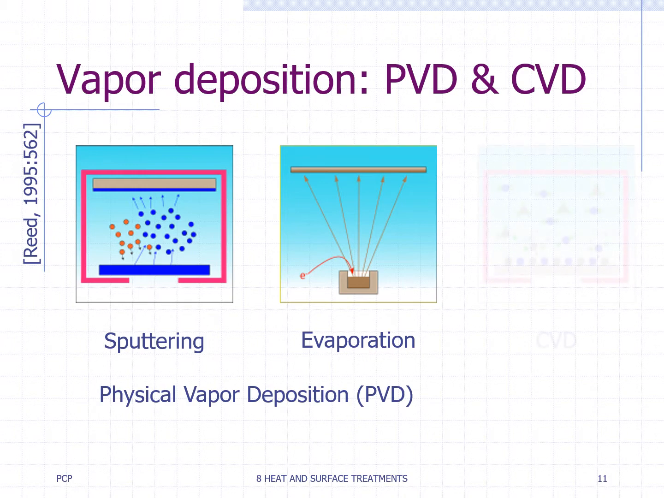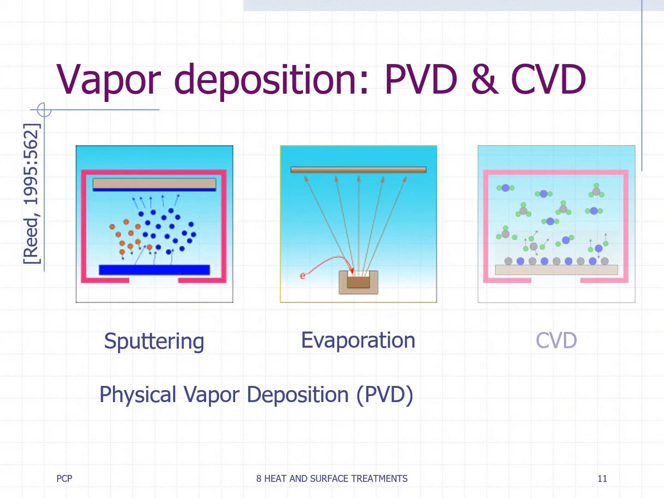In chemical vapor deposition, CVD, a compound of the source material is vaporized and thermally decomposed or reacted with other gases or vapors to produce a non-volatile reaction product which deposits onto the substrate as a thin coating.